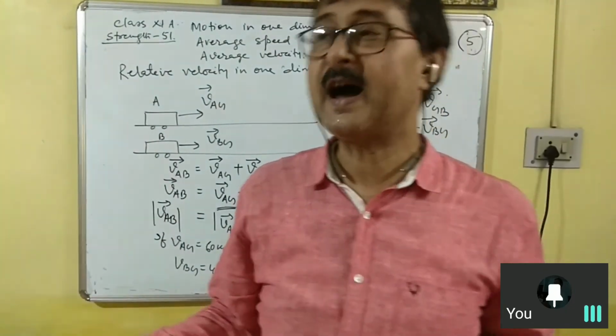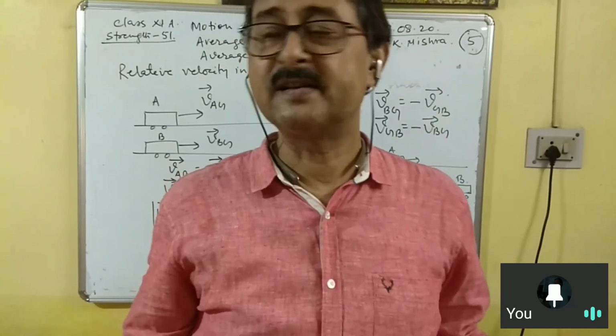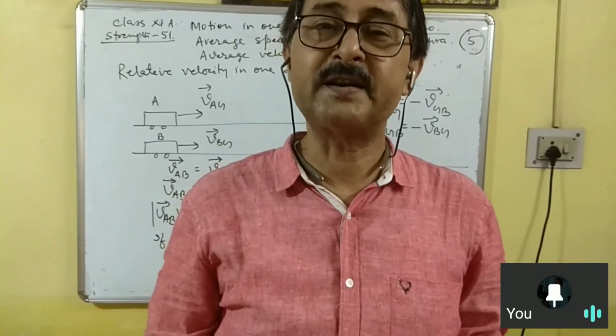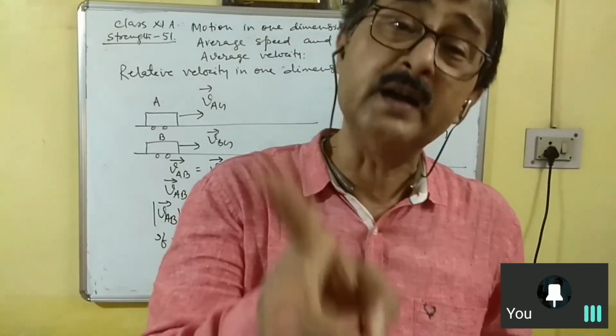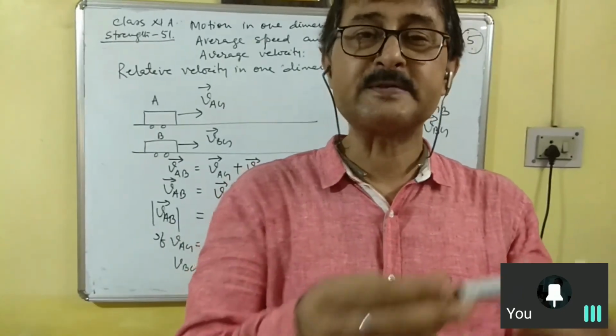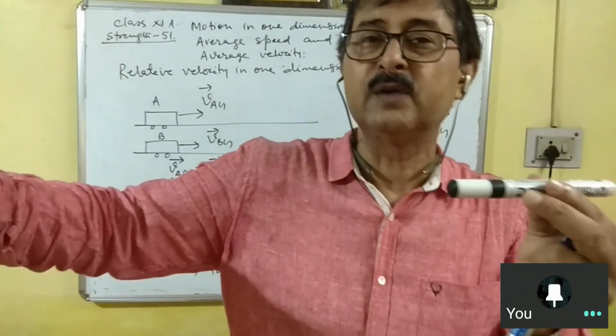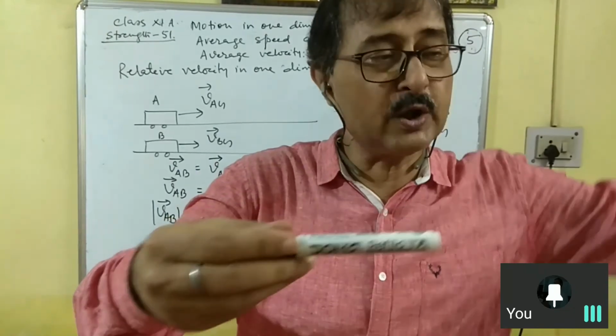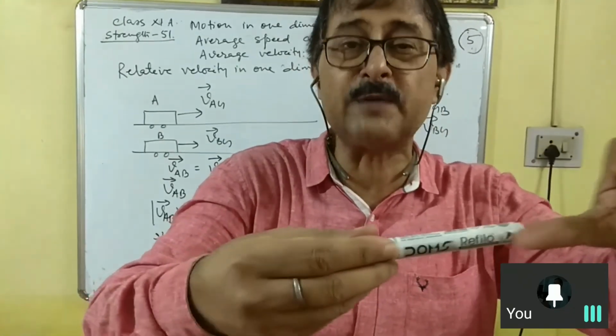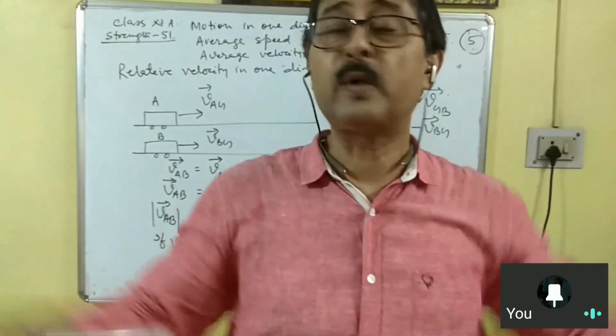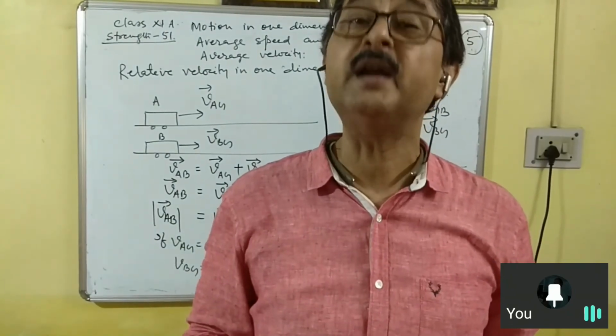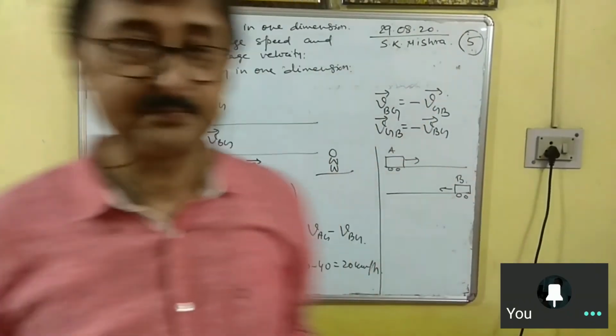And if they are in the same direction, then the magnitude of the resultant will be the sum of the magnitudes of the two vectors. Suppose someone is pulling towards this side with a force of 10 Newton, and the other one is also pulling towards the same side with a force of 5 Newton. Then what is the total force acting on the body? 10 plus 5.